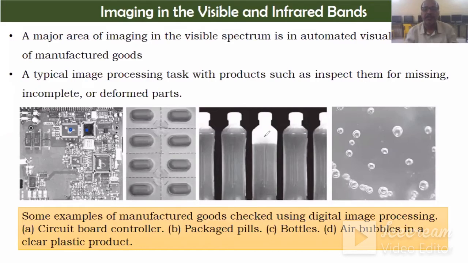Or see another example. This is one of the other examples: whether this bottle is filled or not. See, we can easily find that. So this is the visible band.